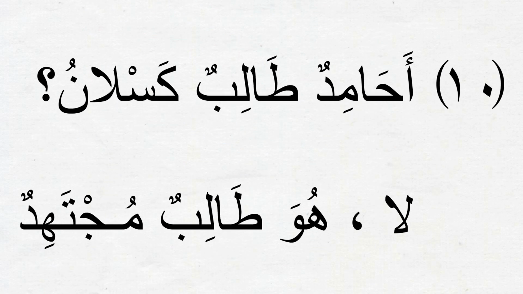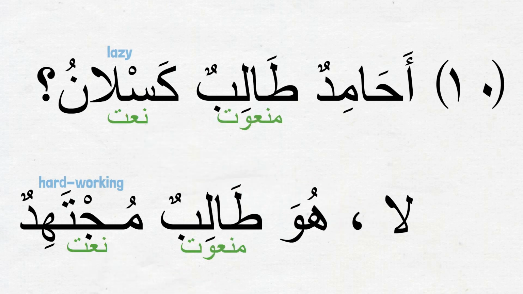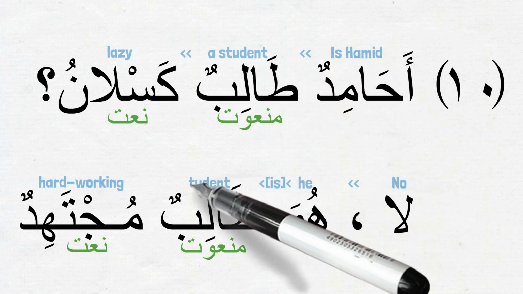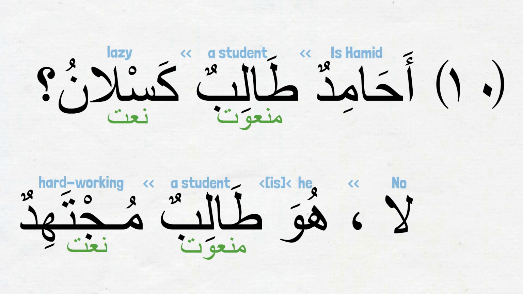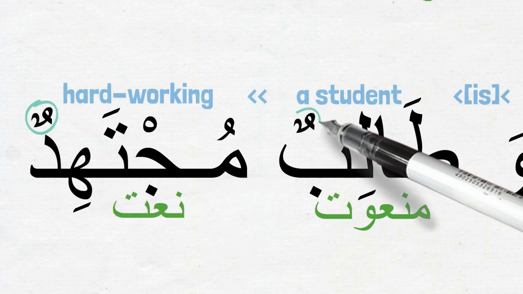And the final sentence. أحامد طالب كسلان؟ لا، هو طالب مجتهد. Here the ism kaslanu means lazy, and mujtahidun is hardworking. Both are coming as na'at for the ism talibun. We can translate these two sentences as, is Hamid a lazy student? No, he's a hardworking student. As we can see here in the second man'ut na'at combination, both talibun and mujtahidun are coming as nakira, or indefinite, as indicated by their tanween ending.